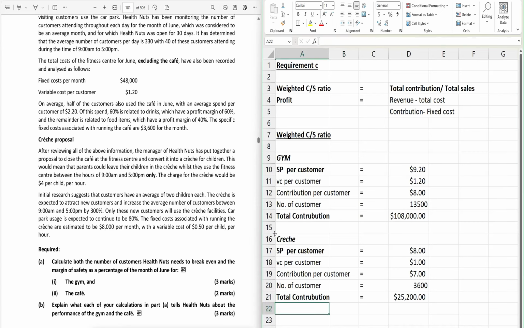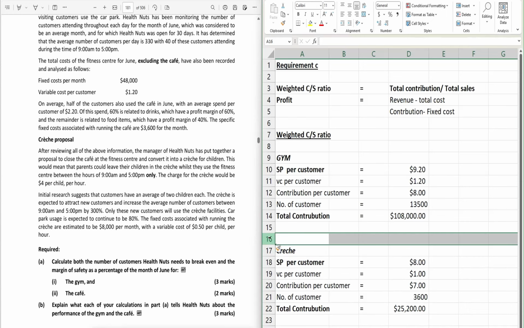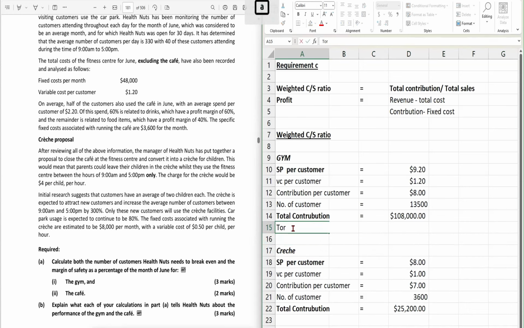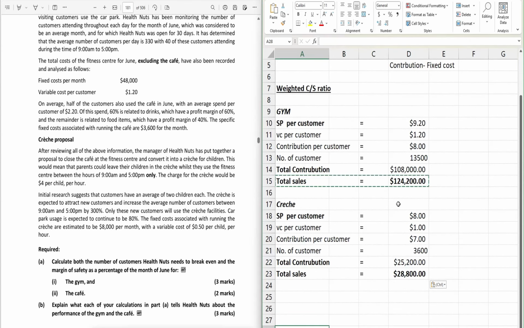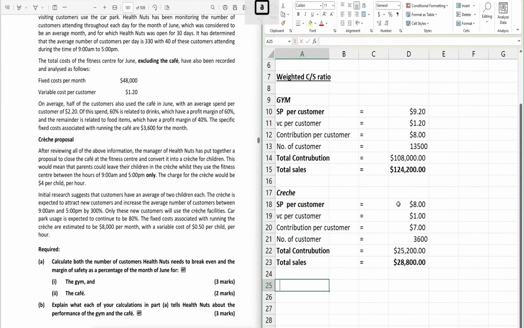So we need the sales revenue as well, right? So what is the total sales? Okay, so what is that? We need the selling price into the number of customers. Yes, and we will do the same thing for the crèche as well. Yeah, it's 28,800.